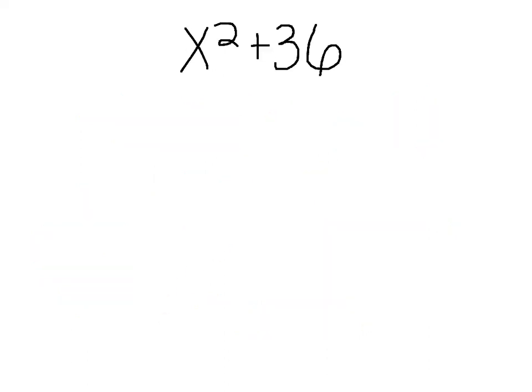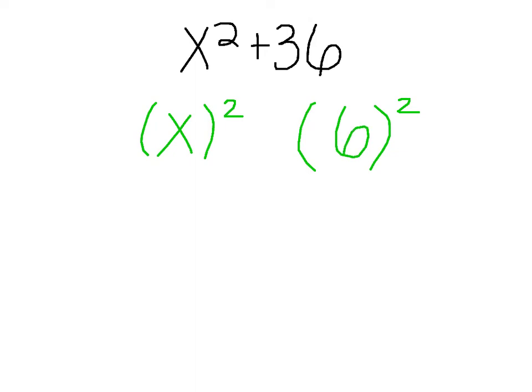Pause the video and try this problem on your own. Okay, looking at it, you should have first gone, is there a GCF? No, there's not. So then, is it 2, 3, or 4 terms? It is a binomial, so it is 2 terms. So is it a difference of 2 squares? Well, I see that I have x being squared and 6 being squared. But is it a difference? Because of this plus sign, and we've seen this problem before in class, it is not a difference of 2 perfect squares, and therefore the answer is prime.